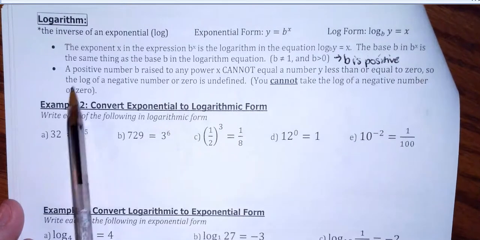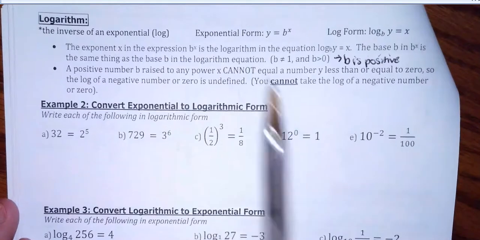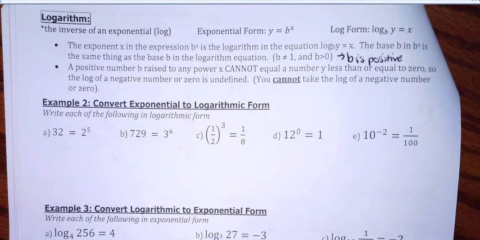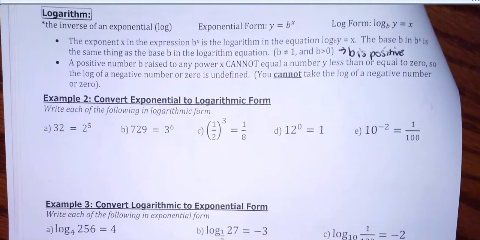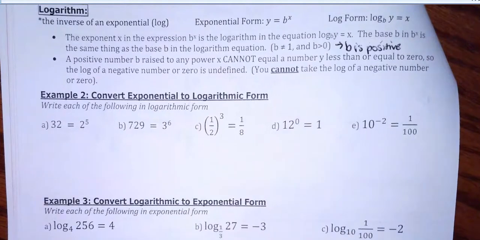So the log of a negative number or 0 is undefined. We'll keep that in mind today as we go through, and we'll get more into that for our next class. All you're going to do here in example 2 is convert from exponential form. These are all exponential form; you don't see any logs. We're going to convert to the log form.